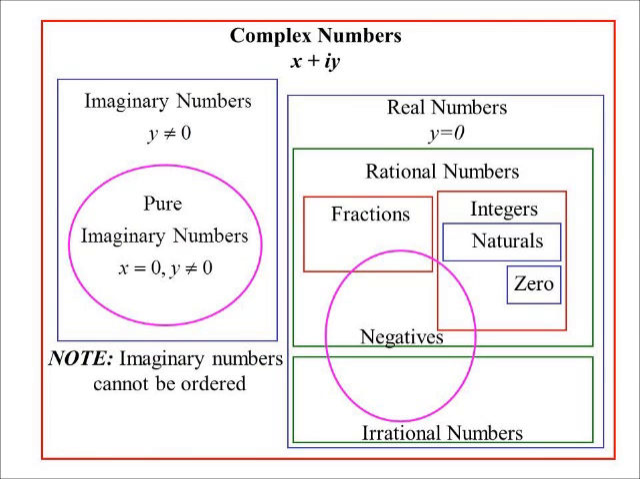But the interesting thing about imaginary numbers is you can't order them. Because in order to be able to order them, I need to be able to put them on the number line. And I can't place imaginary numbers on the number line. There's no spot for them there. So I can't say 2 is bigger than i, if you like. I mean, it doesn't make sense.